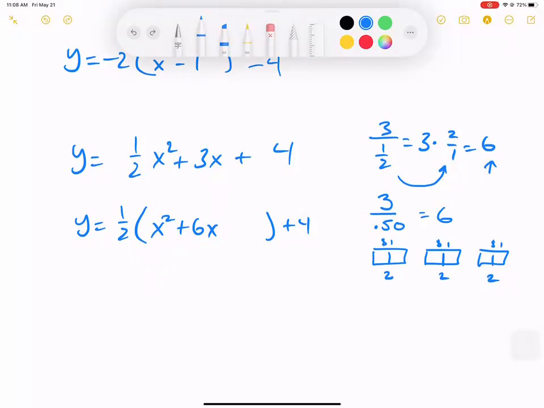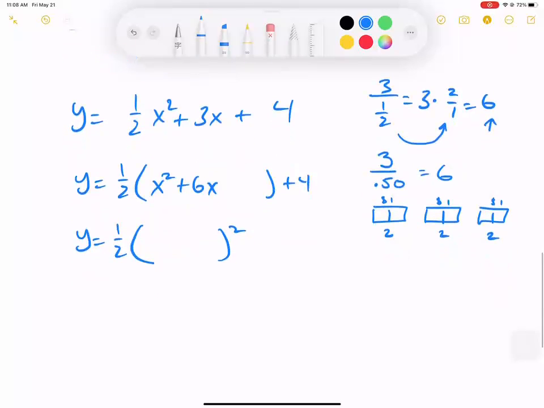Now that we are in the perfect set for completing the square, here we go. Y is equal to 1/2. Let's complete the square. We always divide the middle by 2, so 3 divided by 2. What's the perfect C value I wish I had? 3 times 3 is 9. We're going to add 9 and minus 9, plus 9, minus 9.